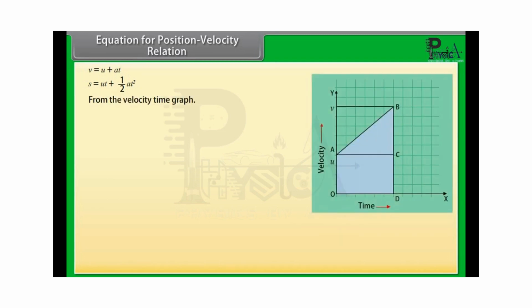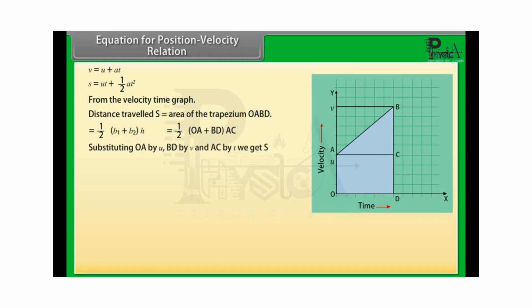From the velocity time graph, distance traveled s is equal to area of the trapezium OABT. This is 1 upon 2 into B1 plus B2 whole into h, which is equal to 1 upon 2 into OA plus BD whole into AC. Substituting OA by u, BD by v and AC by t, we get s is equal to 1 upon 2 into u plus v whole into t, equation 1.